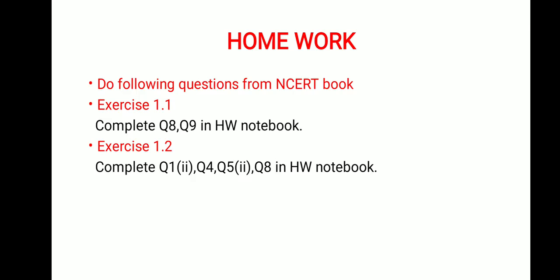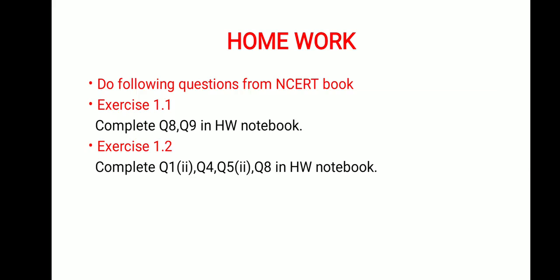This exercise is basically based on the properties of rational numbers: additive inverse, multiplicative inverse, and verification of the left hand side and right hand side. So question number 8 and question number 9 are to be done in your homework notebook. Simple, in these two questions properties are to be used and you are supposed to solve them.